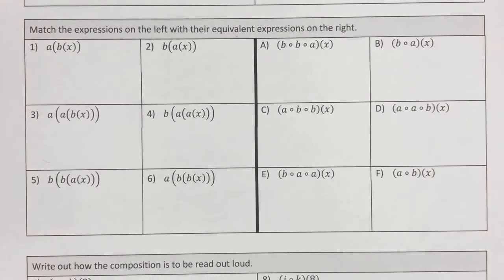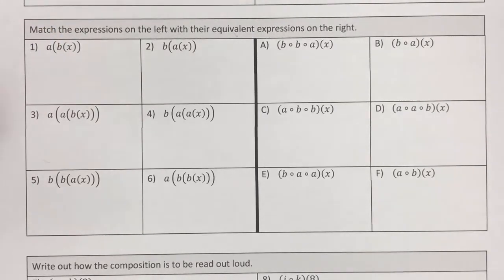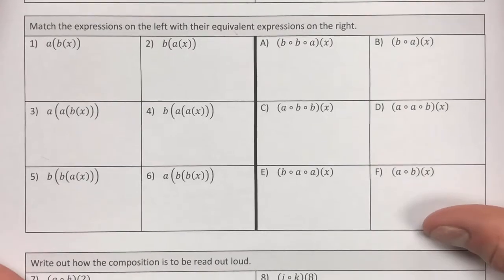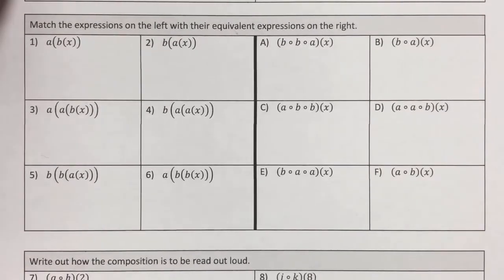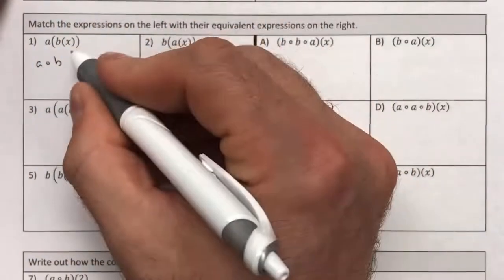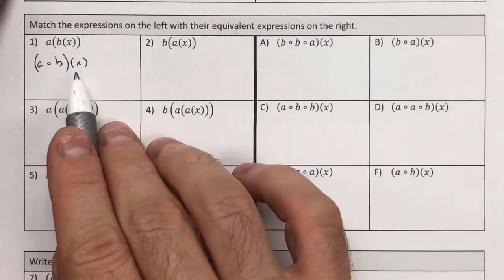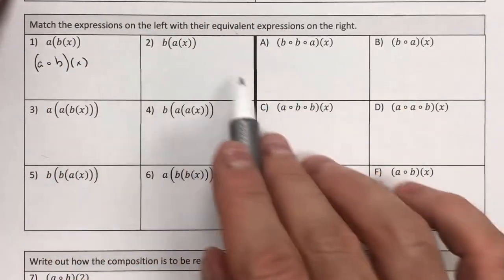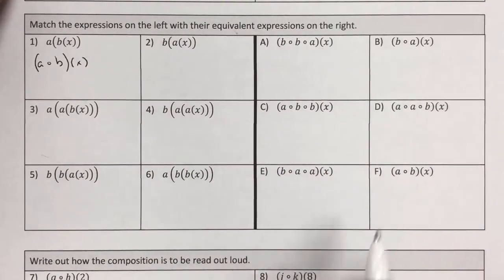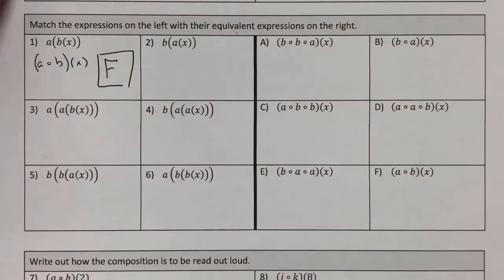So we're going to match the expression on the left with the expression on the right. Now if I look at this, I see a, which is composed of b, which is composed of x. If I want to write that in the alternate form, all I'm going to do is say, okay, this means that a, which is composed of b, which is composed of x. So the innermost thing is going to be my x. Now if I look for that, a composed of b, composed of x, boom, this one's going to be an f.